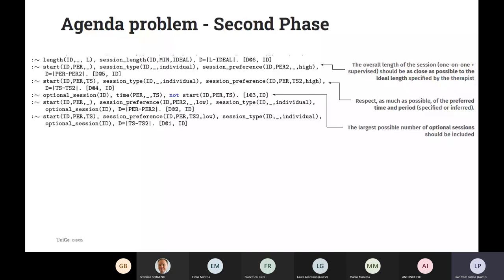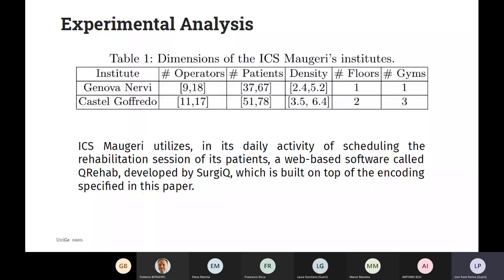So there are some sessions that are optional, and if you include them in the solution, that would be an optimal one. As we said before, we did an experiment analysis of Maugeri Institute. These are the numbers. The maximum number of operators is 18, ranging between 10 and 20 for Nervi and also Castel Goffredo. What is really important here is the density, which is the number of patients per operator.